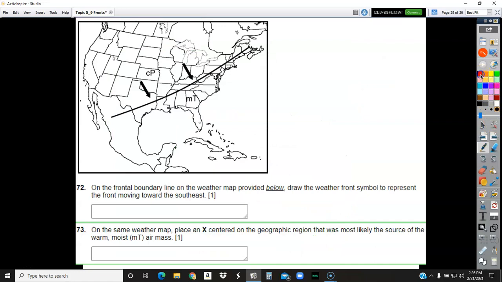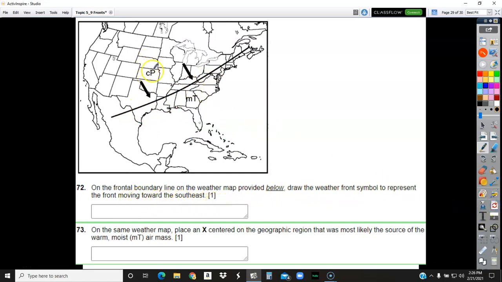This is off of a Regents. There was a question on a short answer. They gave the students this line right here. There's a blank line. Notice they gave them continental polar. So that's cold air coming down from Canada. Here's your maritime tropical coming in out of the Gulf or the Caribbean. And it said on the frontal boundary line, right here, that's your front, draw the weather symbol to represent the front moving toward the southeast. So that was for a point.